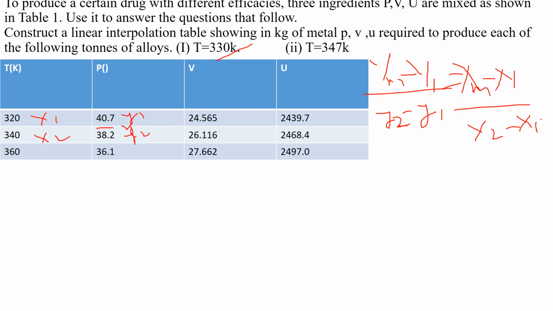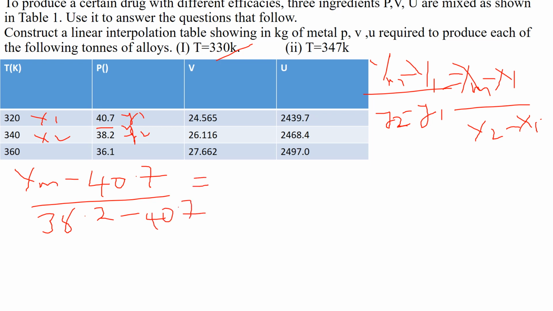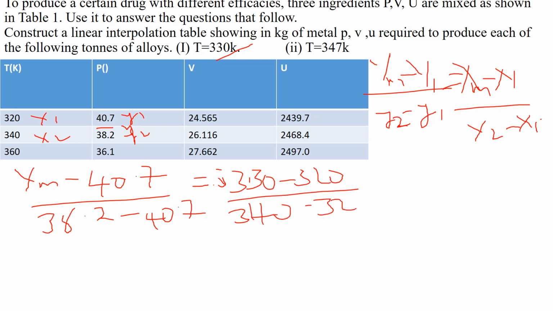In this case, I'll say that ym minus my y1, which is 40.7, divided by y2, which is 38.2, minus 40.7, should give me the value of xm, which is 330, minus x1, 320. This we divide by 340 minus 320.